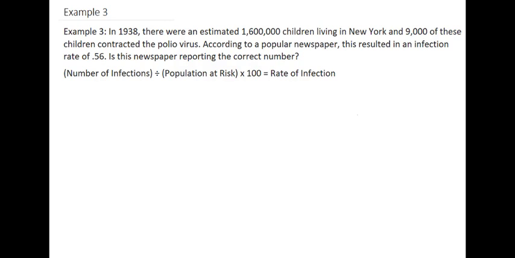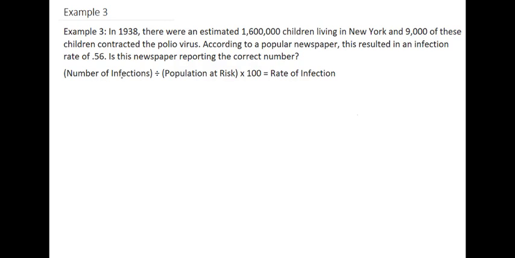Example 3. In 1938, there was an estimated 1,600,000 children living in New York, and 9,000 of these children contracted the polio virus. According to a popular newspaper, this resulted in an infection rate of 0.56. Is this newspaper reporting the correct number? So we have our equation below, and so let's fill in all the numbers in.